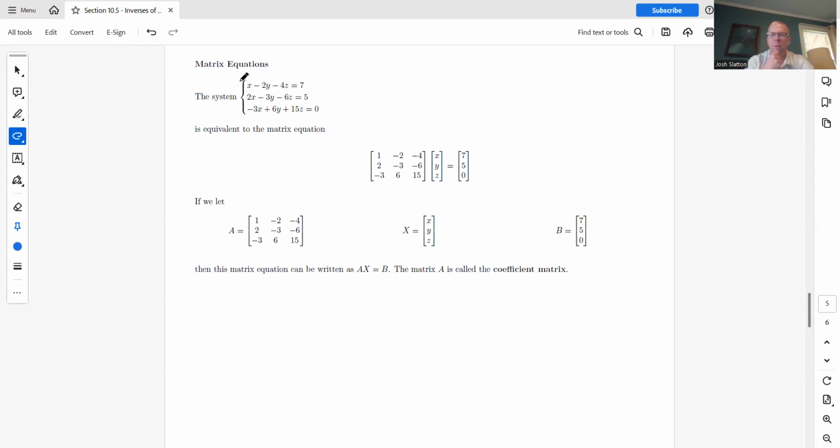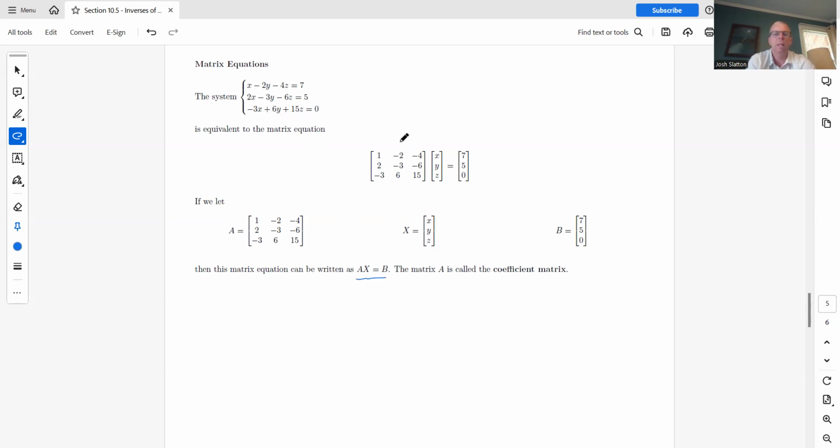So if we have this system here, we have three equations, three variables. We can write the matrix of the coefficients on the left side. These are just the coefficients with the x and the y and the z. And then we can write the variables as a matrix like this, a 3x1 matrix. And then we can write the right-hand side as another 3x1 matrix. So if we let A be this matrix of the coefficients, we'll let X be the matrix of the variables, and we'll let B be the matrix of the solutions. We can write this system of equations as a matrix equation, AX equals B.